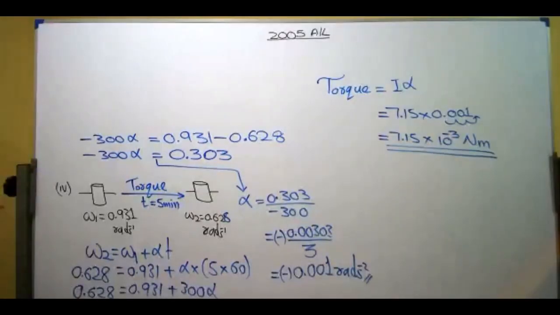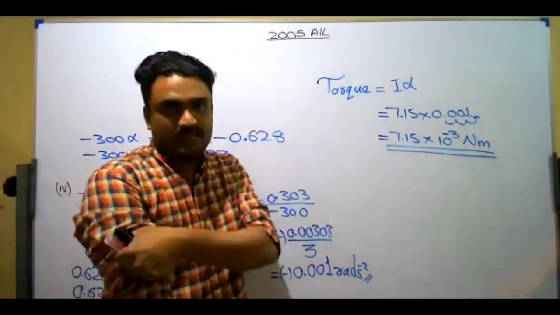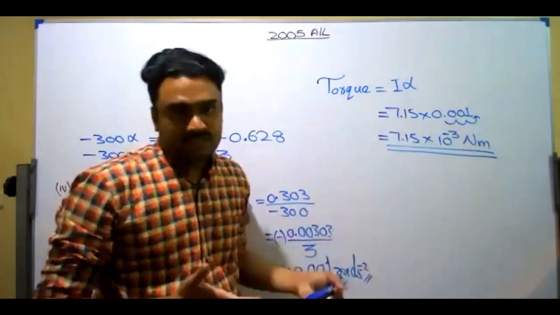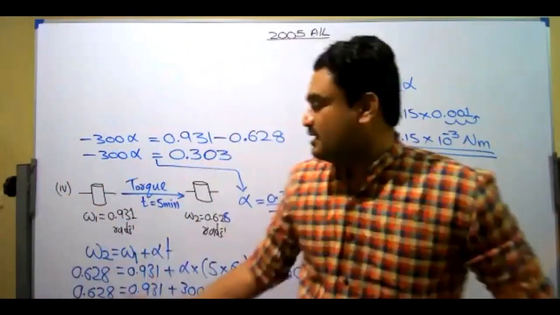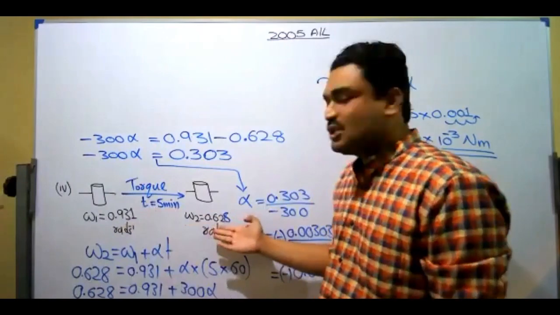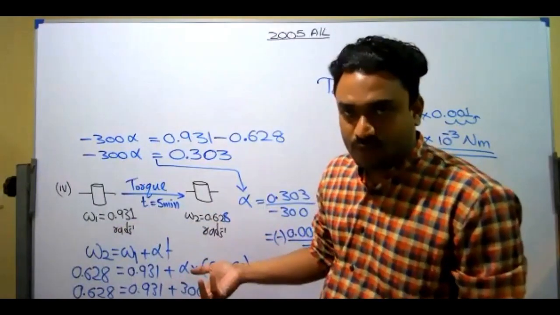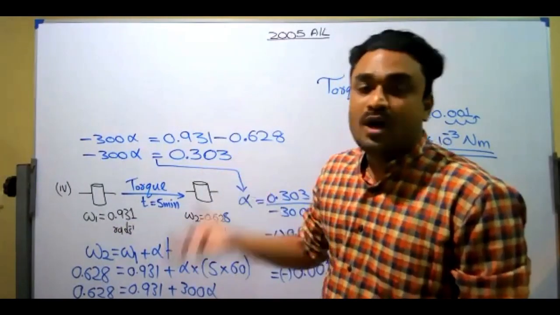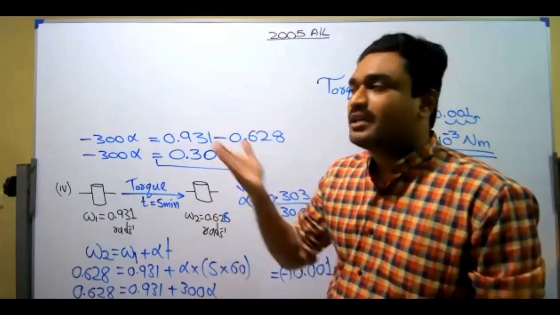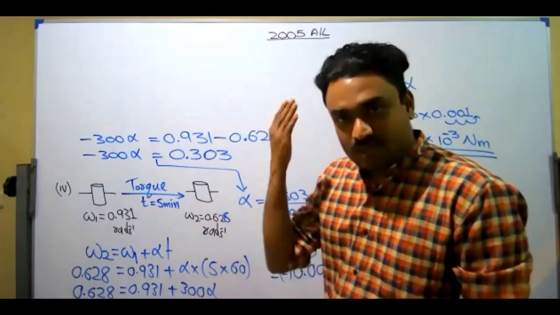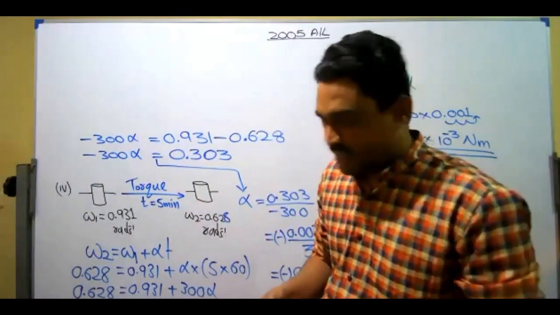Right. The amount of energy needed for this process is equal to the amount of work done by the torque. Energy needed for this process to reduce the velocity from 0.931 to 0.628 is equal to the amount of work done by the torque. Work done by the torque is equal to torque into angular displacement. So first of all, we should find angular displacement.